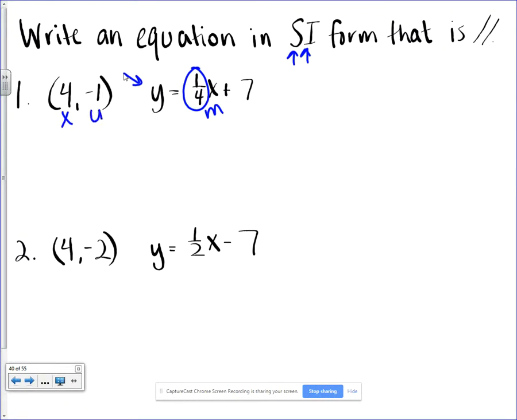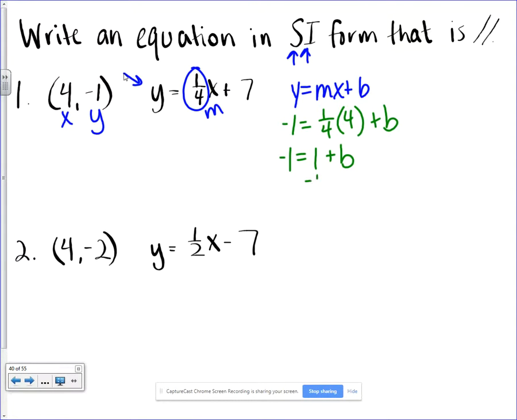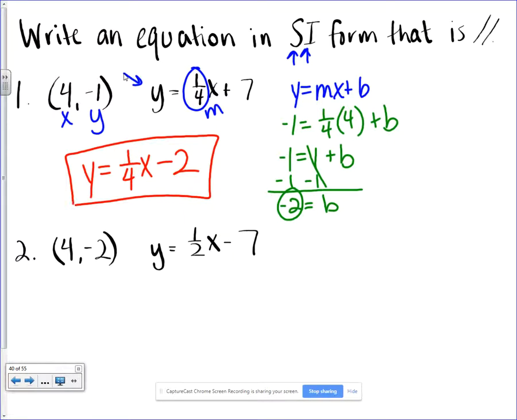Well, this is an x and this is a y, so I can plug that into y equals mx plus b, and then I'll know my b. So I have a y, which is -1, equals the m times the x plus the b. Now if you multiply 1/4 times 4, you get 1. And if we isolate the b, I get b is -2. So I now have the 2 pieces that I need, and my equation is y equals 1/4 x minus 2. So this line will be parallel to this line, and it will go through that point.